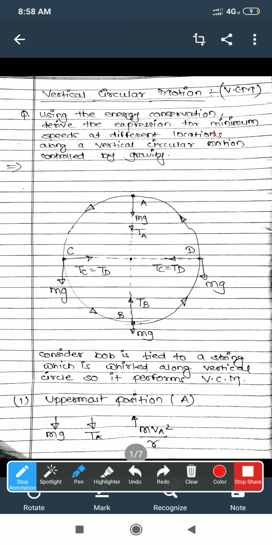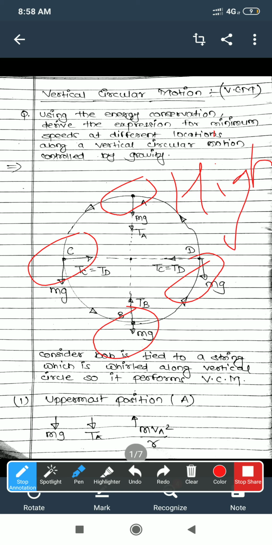For that, just consider one circle. In the circle, I have considered points A, B, C and D. This A point will be the highest point, and here B point will be the lowest point. In that case, the highest and lowest positions will have different speeds, and we will consider what those speeds are.